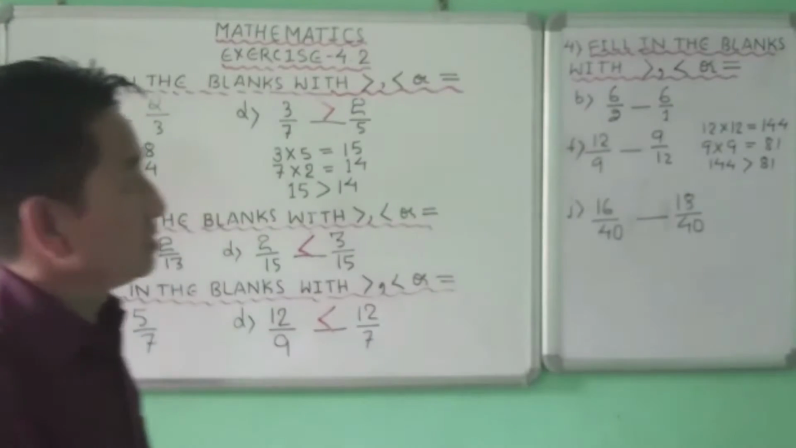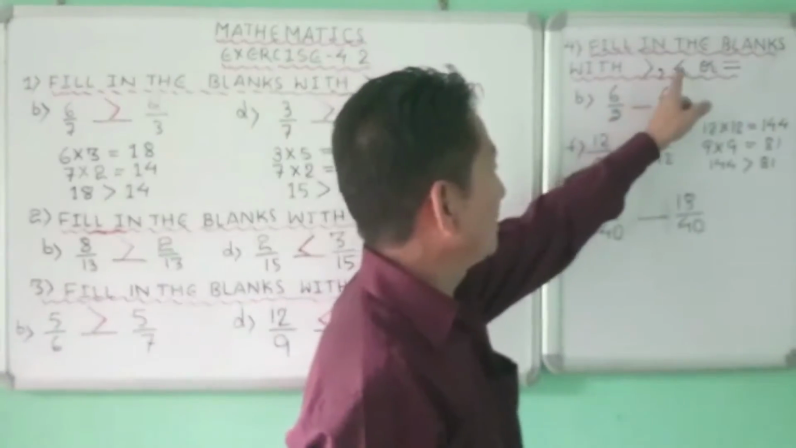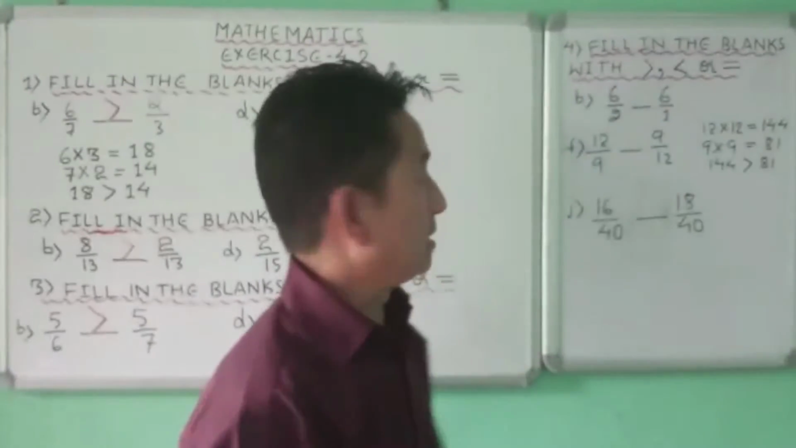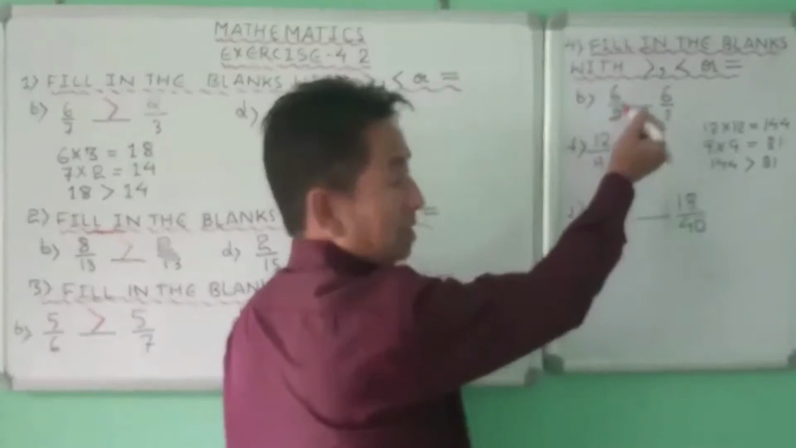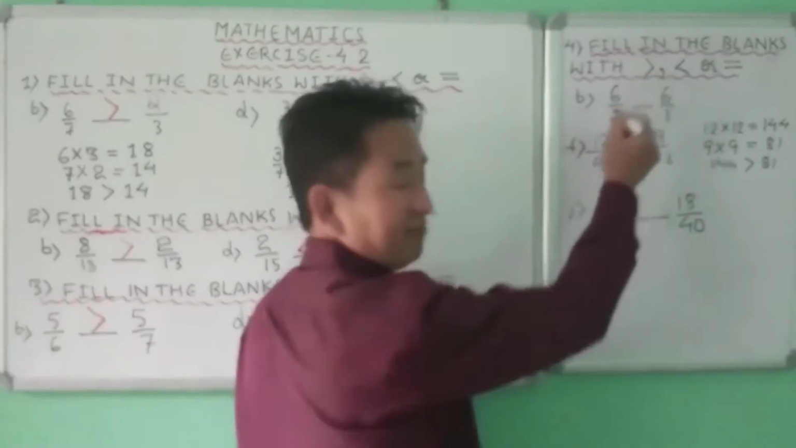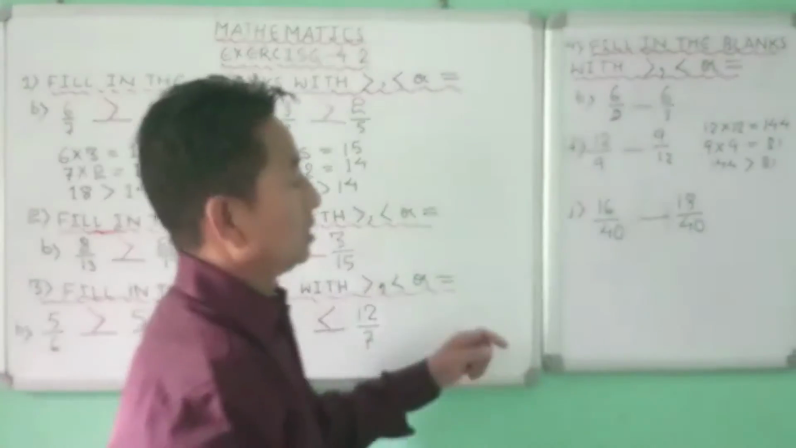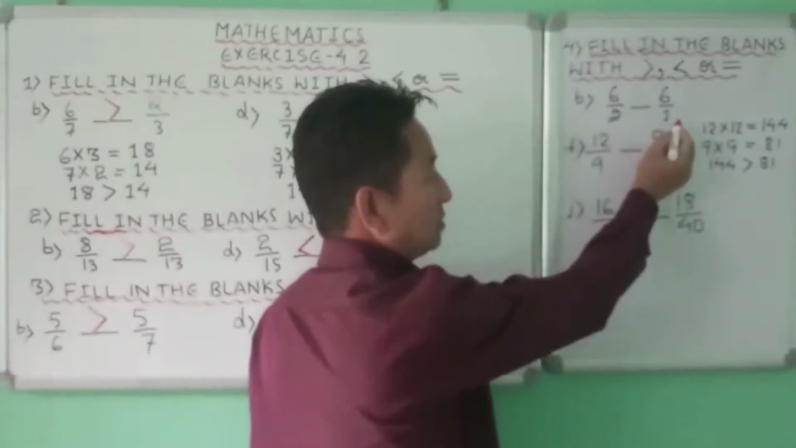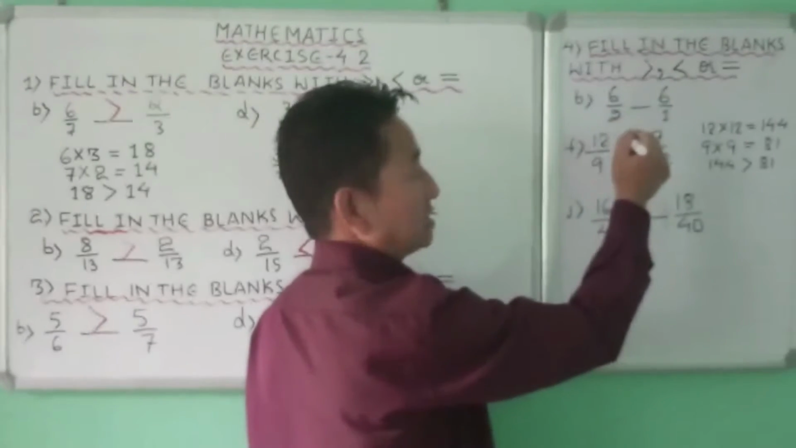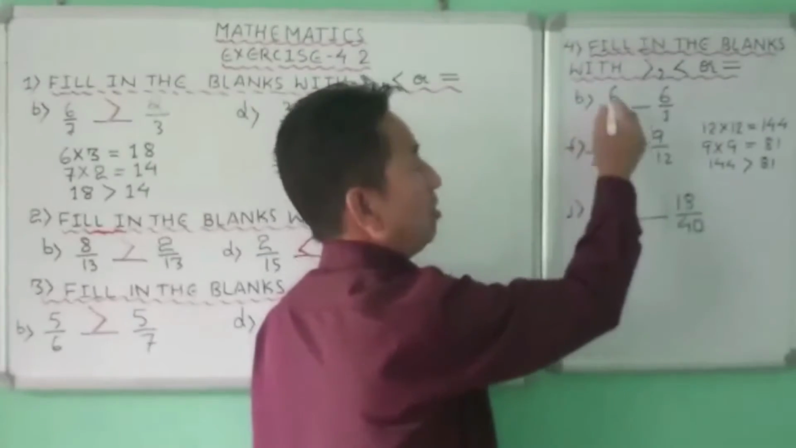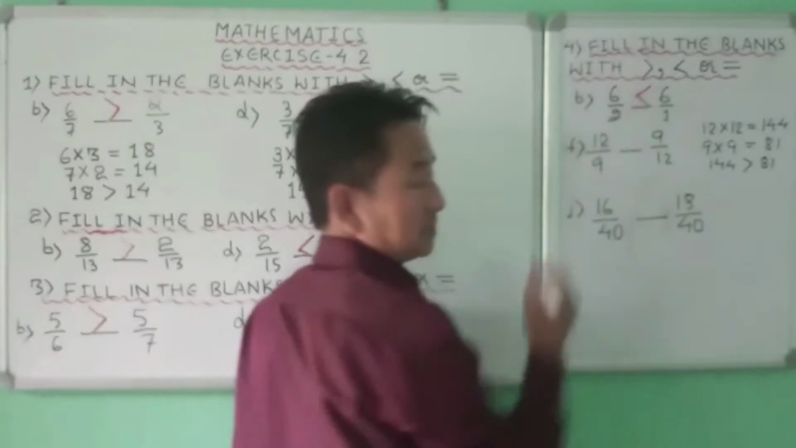Now next, question number 4. Fill in the blanks with greater than, less than, or equal to sign. Here, you can see both these are unlike fractions, but their numerators are the same. So here, 1 is less than 2. So 6 by 1 is greater than 6 by 2, or 6 by 2 is less than 6 by 1.